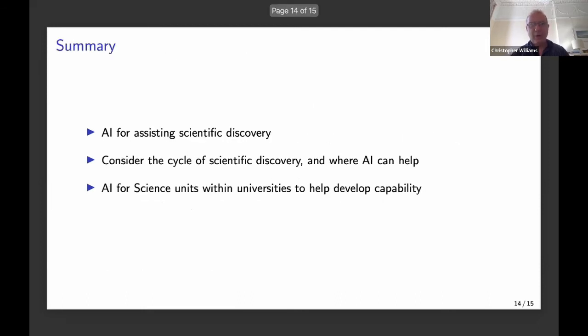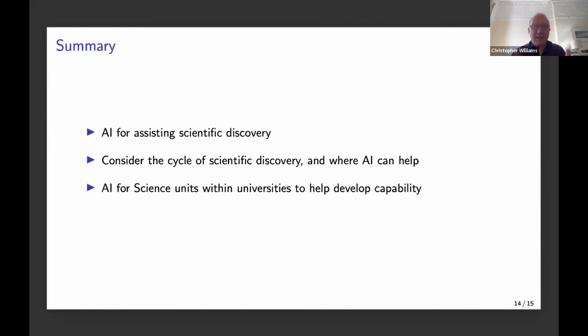So maybe just to summarize this part of the talk, I think it's important to think of AI for assisting scientific discovery. We can think about the full automation of that, but I think that's probably quite a long way away. And also, domain scientists maybe are not particularly keen to have the stuff they enjoy doing automated. As I say, I think that's a long way away. But I think the ways in which AI can assist are actually the most interesting things to talk about.